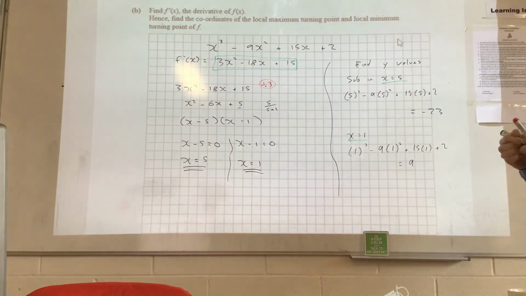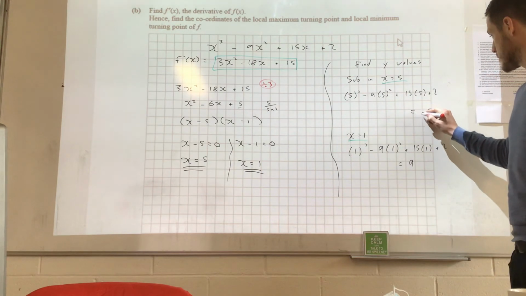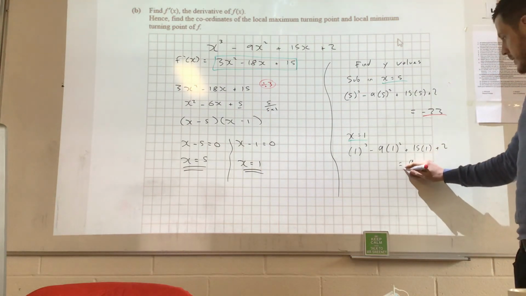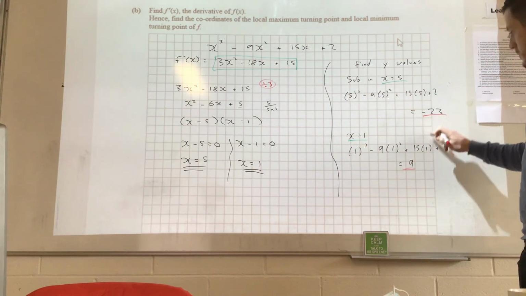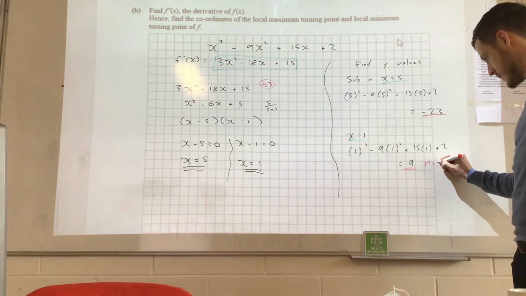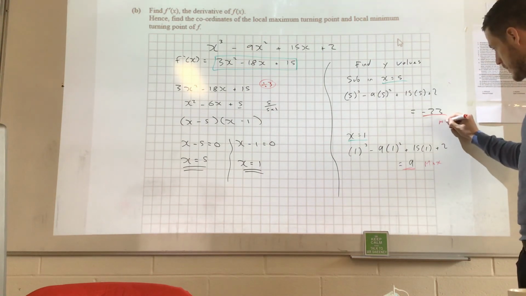So I have two values now. I have y is equal to minus 23 and y equal to 9. Right? And remember, 9 is bigger than minus 23. So this is my max value, and this is my min value.